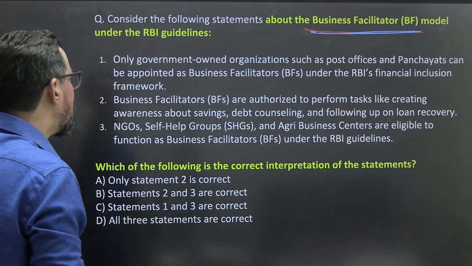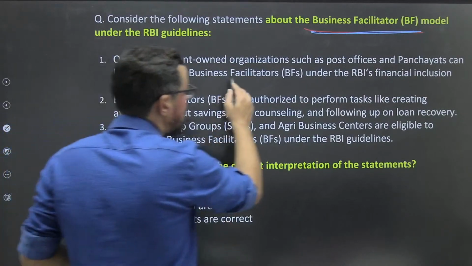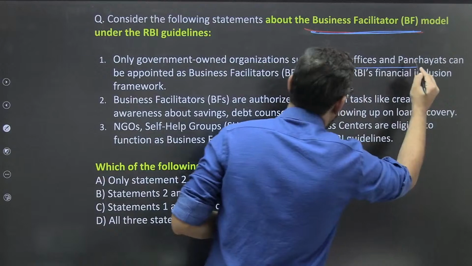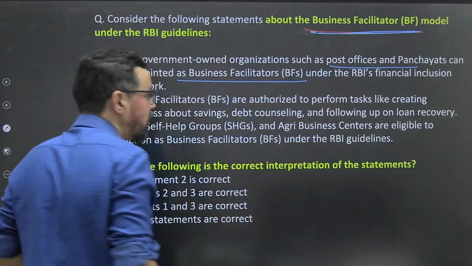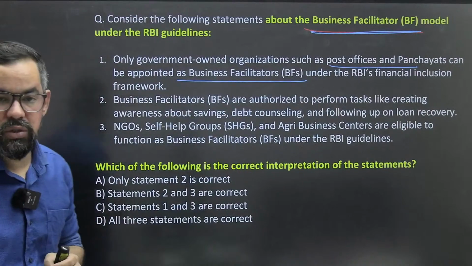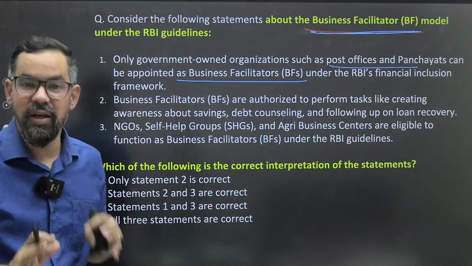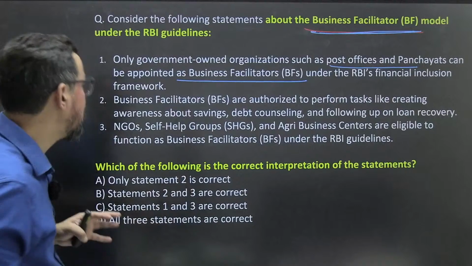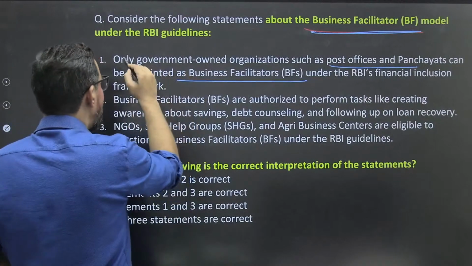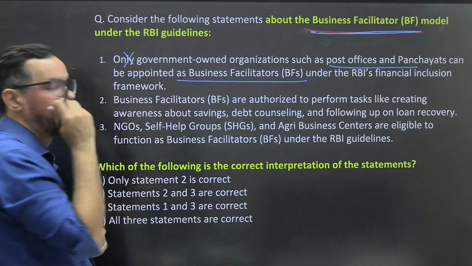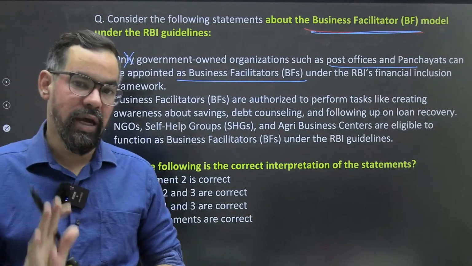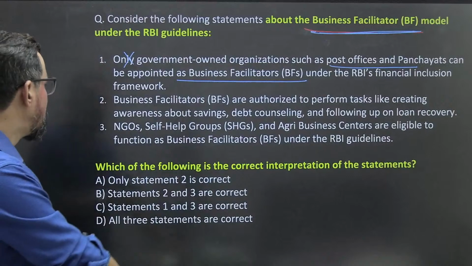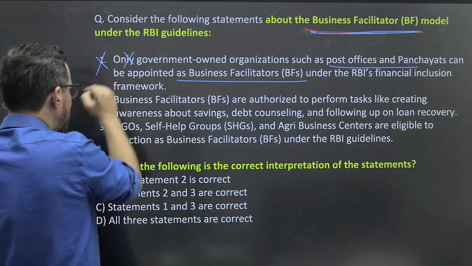Okay. So, only government-owned organizations such as post offices and panchayats can be appointed as business facilitator under the RBI financial inclusion framework. This statement is completely wrong. Not only government, it can be non-government also. So government and non-government both can be appointed as business facilitator. That makes this statement wrong.